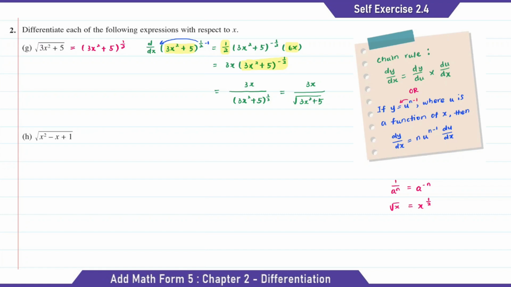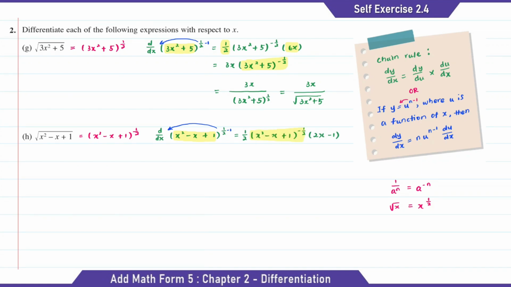Question H. Square root of x squared minus x plus 1. So this is the same as bracket x squared minus x plus 1 to the power of 1 over 2. So here we will get 1 over 2 times bracket x squared minus x plus 1 to the power of negative 1 over 2. Then differentiate the terms in the bracket, which is going to be 2x minus 1.